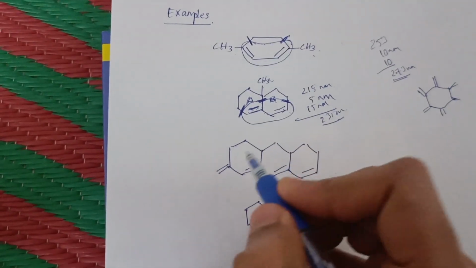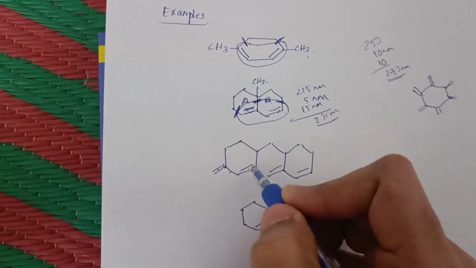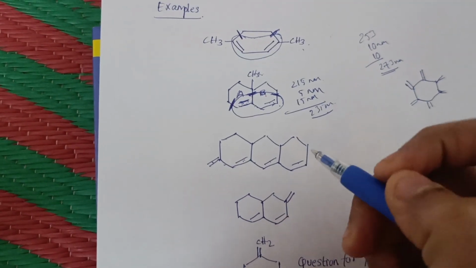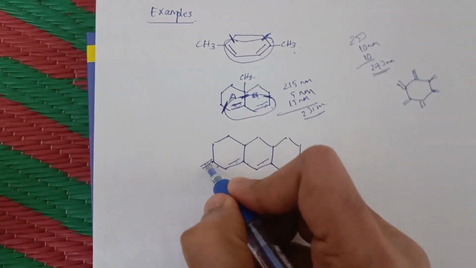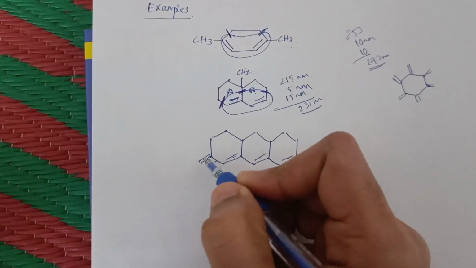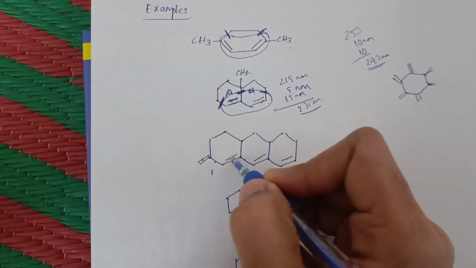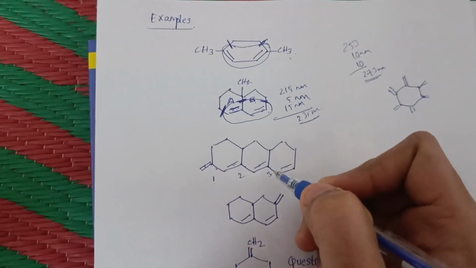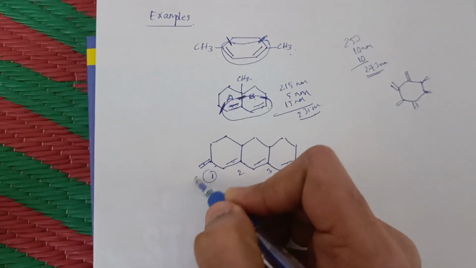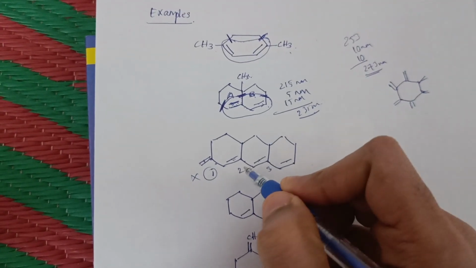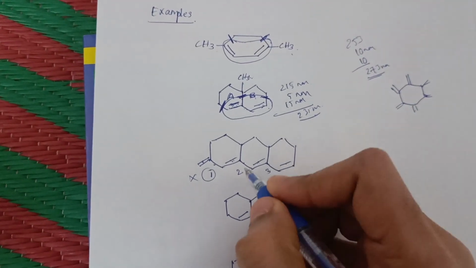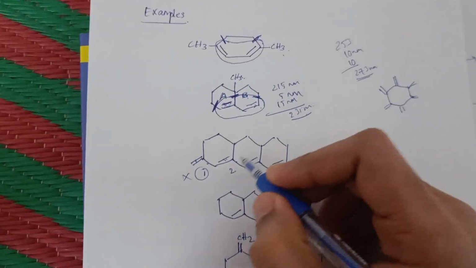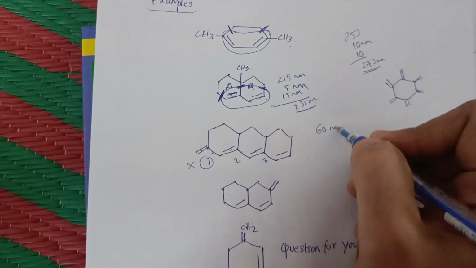Here you can see double bond, single bond, double bond, again double bond, single bond, double bond, double bond, single bond, double bond. So this is an example of extended conjugation. Consider one double bond, single bond, double bond. This is the first conjugation. Again double bond, single bond, double bond, the second conjugation. Double bond, single bond, double bond, the third conjugation. So don't consider the first conjugation, just consider the next conjugations, so 2 and 3. So here we have 2 extended conjugations. For each extended conjugation, 30 nanometers. So for 2, 60 nanometers.